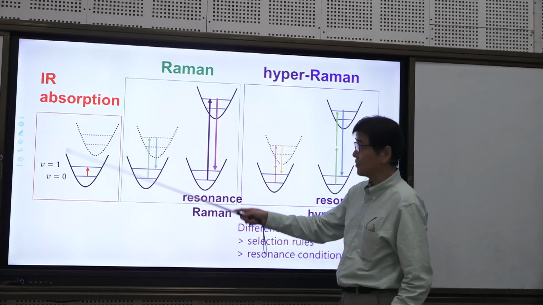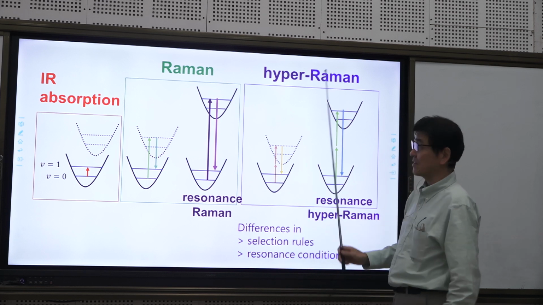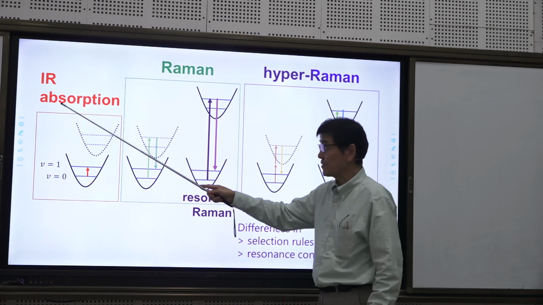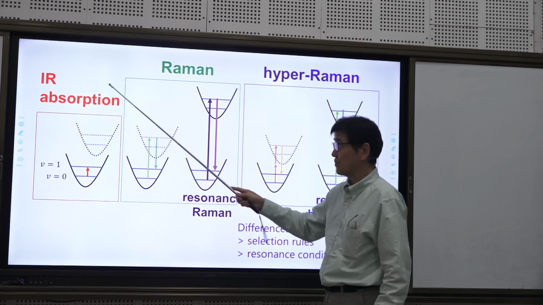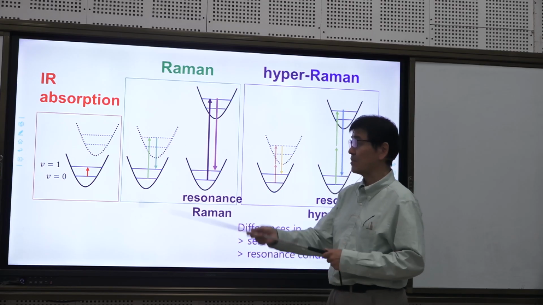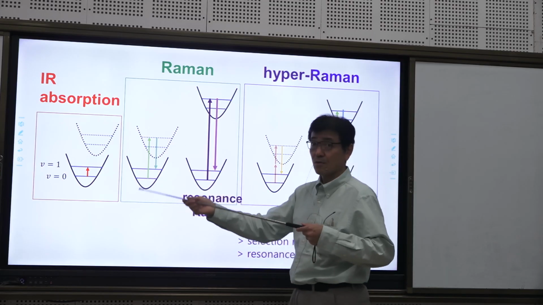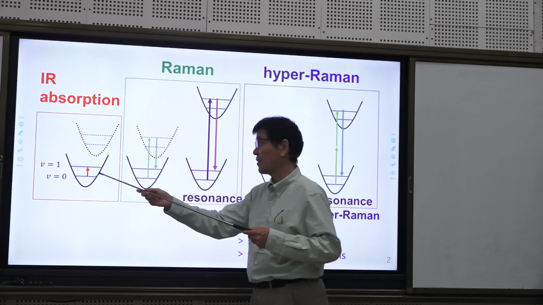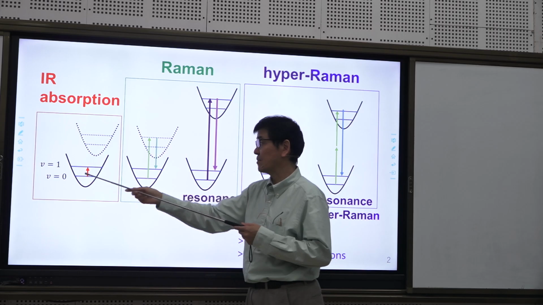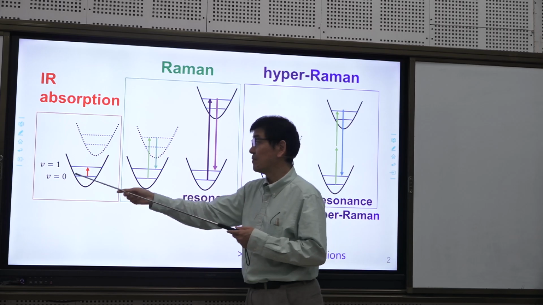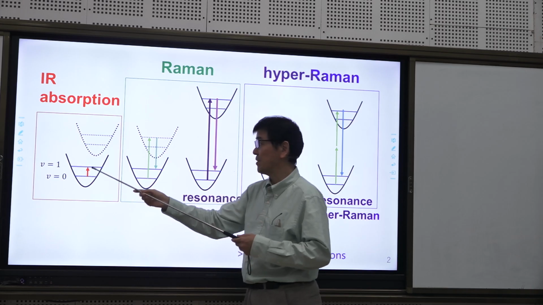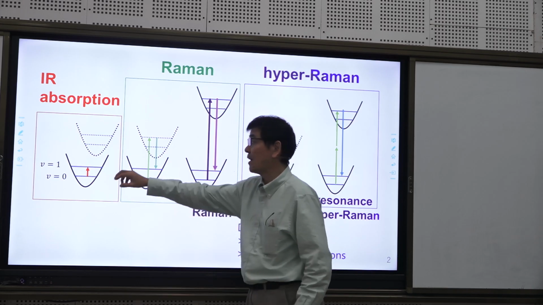IR absorption, Raman, hyper-Raman spectroscopies. You know, IR absorption occurs when we irradiate the IR light to the molecule. Then the photon energy is converted to the energy of the molecule, and the vibrational state, the vibration quantum number, increases by 1. So this is IR absorption.